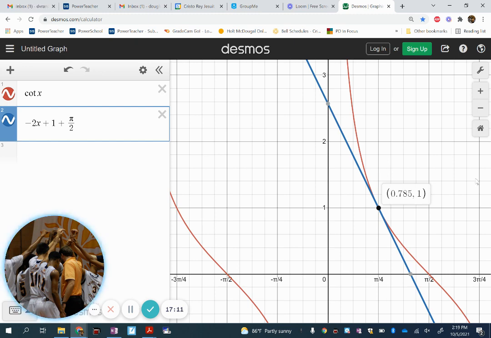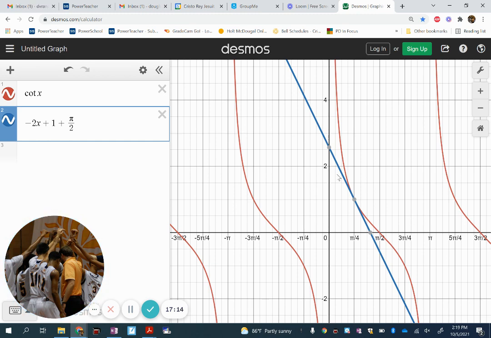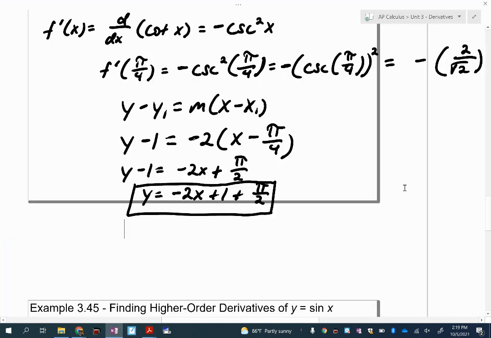Okay, so I'll zoom out. Maybe it's easier to zoom out and see it. Either way, this is graphically what we just found. Okay, let's keep going. We're almost there.